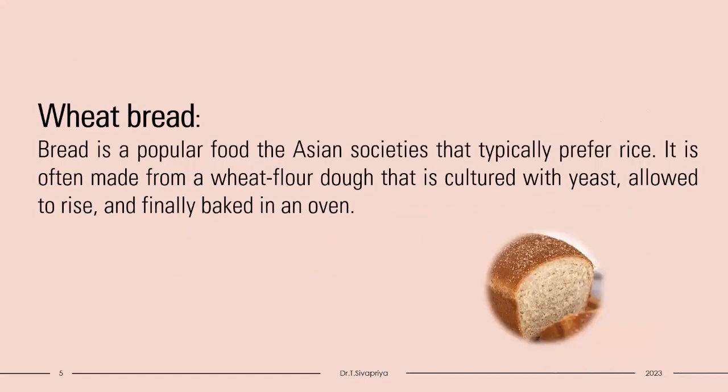Bread is a popular food in Western and Asian societies that typically prefer rice. It is often made from a wheat flour dough that is leavened with yeast, allowed to rise, and finally baked in an oven. Owing to the high levels of gluten, which gives the dough sponginess and elasticity, common wheat, also known as bread wheat, is the most common grain used for the preparation of bread. But bread is also made from the flour of other wheat species, including durum, spelt, and emmer.